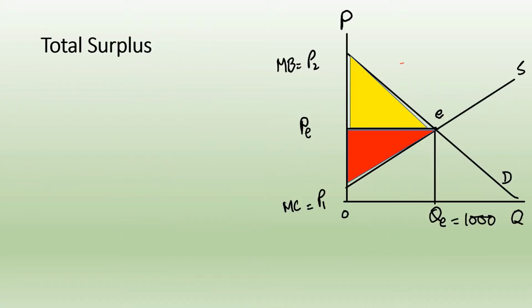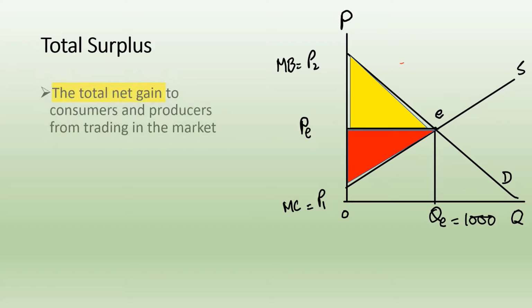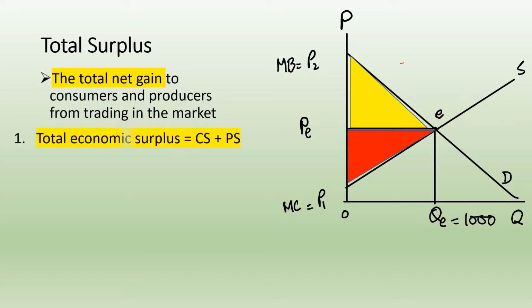The next concept is total surplus. Total surplus can be defined as the total net gain to the consumer and producer from trading in the market. We can compute total surplus by using either the area method or by just taking the summation of consumer and producer surplus. So let us focus on the first method, which is the summation of consumer and producer surplus.